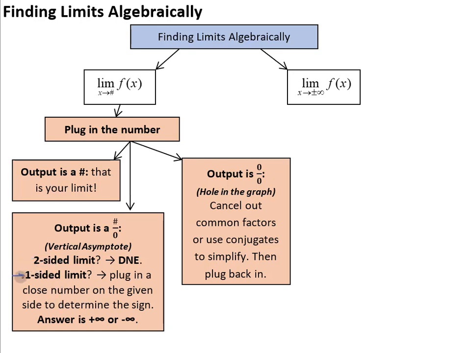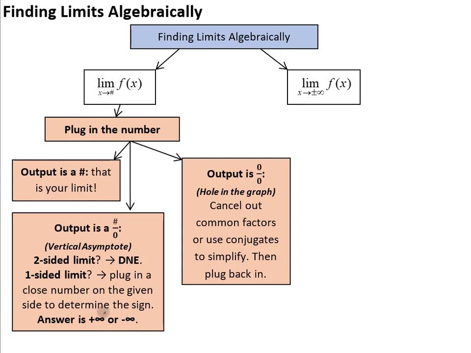And if we're talking about a two-sided limit, the limit does not exist. If we're talking about a one-sided limit, then we want to plug in a number that's very close on the given side. So for instance, if you were doing as x approaches 2 from the positive side, you'd pick something a little bit bigger than 2, like 2.1, and then you would plug in 2.1, get your answer, and whether it's positive or negative will tell you if the answer is positive or negative infinity. If it's a two-sided limit though, we'd say it doesn't exist. For a one-sided limit though, we would either put positive or negative infinity.